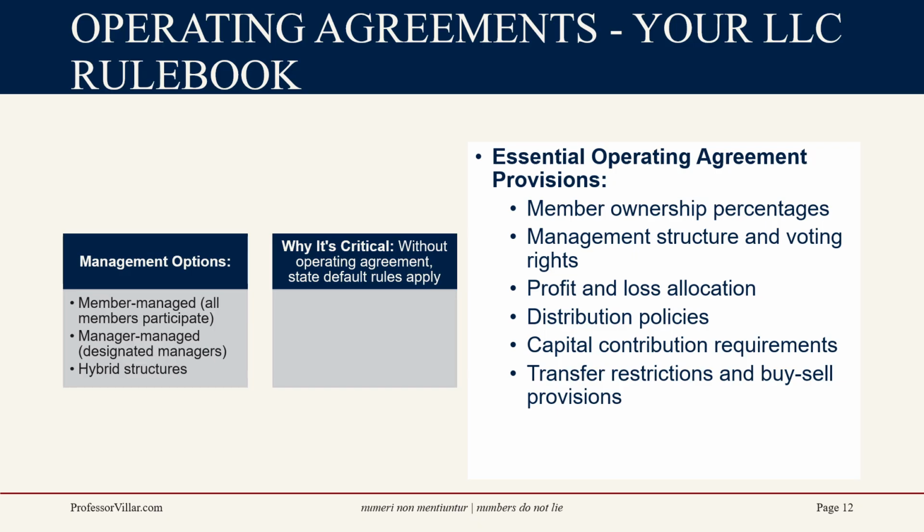That includes percentage ownership, management structure, profit and loss allocation, distribution policies. So the agreement is essential, and you should absolutely have one, very similar to the discussion that we had in our previous lecture on partnership taxation. Now, it is recommended that even single-member LLCs should have operating agreements to document the separation between the member and the LLC.